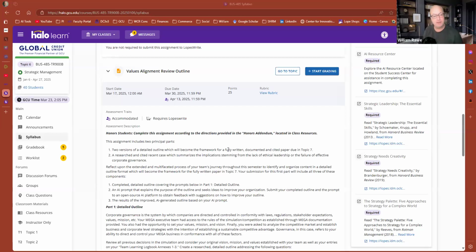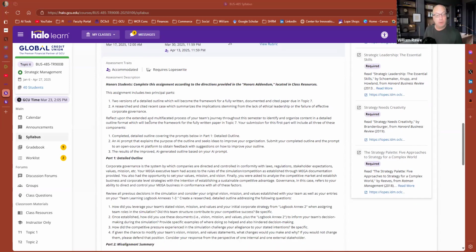All right, so for the values alignment review outline, let's go over what needs to be done here. I want you to read through these instructions and make sure you understand them, but on a higher level, you need two versions of a detailed outline, which will become the framework for a fully written, documented, and cited paper due in topic 7. So you need two outlines. And why two outlines? Well, let's go through that first.